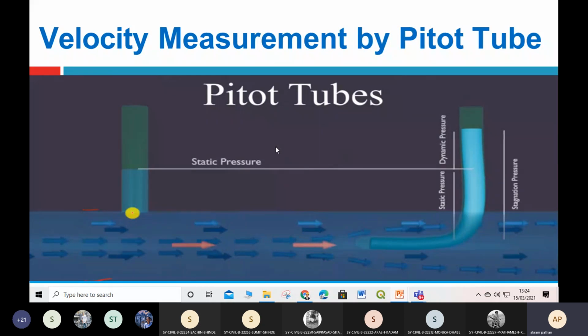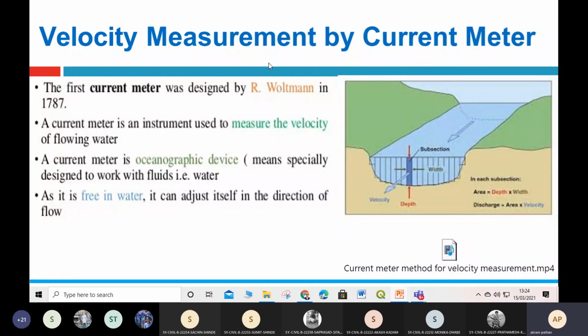Then this is the sketch of the pitot tube we also saw in the last lectures. This is a pitot tube, and we have to take h1 and h0 for measuring the velocity. Then how to measure the velocity with the help of a current meter, we also saw in the last lecture. Simply, a current meter is a device by which we can measure the velocity of flow when it is flowing through an open channel or through a river. So these are the things we covered in the last lecture.